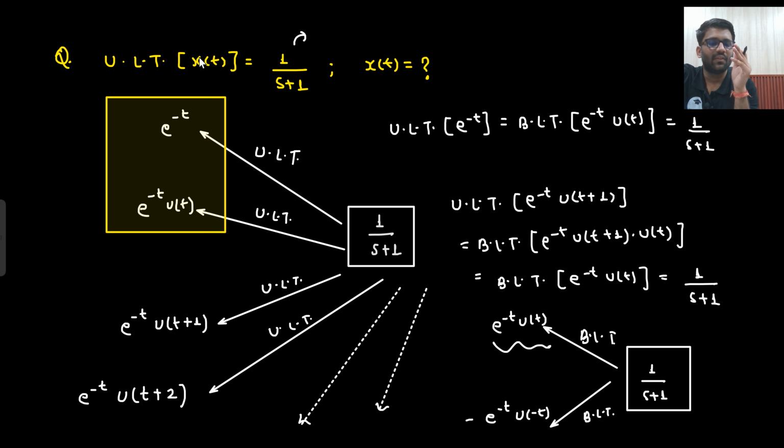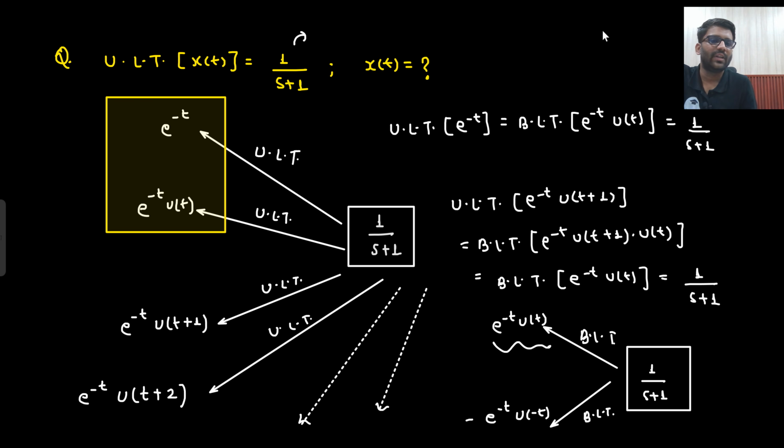So whenever I say 1 upon s plus 1 is there, and you need to think of unilateral Laplace transform, what should click in your mind? One signal where there is nothing, no ut is connected, u of t plus 1, u of t plus 2, u of t minus 1, nothing is connected. So this one would be e to the power minus t. And other one would be where ut is connected. That's it. Okay, two signals should click.